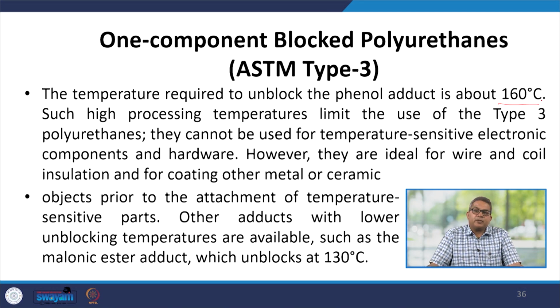Now, such high processing temperature usually limits the use of type 3 polyurethane, and they cannot be used for temperature sensitive electronic components and hardware, because the segment may get deformed, and in that case you may not have the desired properties. However, they are very ideal for wire and coil insulation and for coating other materials, metal or ceramic objects, prior to the attachment of temperature sensitive parts. Other adducts with lower unblocking temperatures are available, like the malonic ester adduct, which unblocks at 130 degrees Celsius.